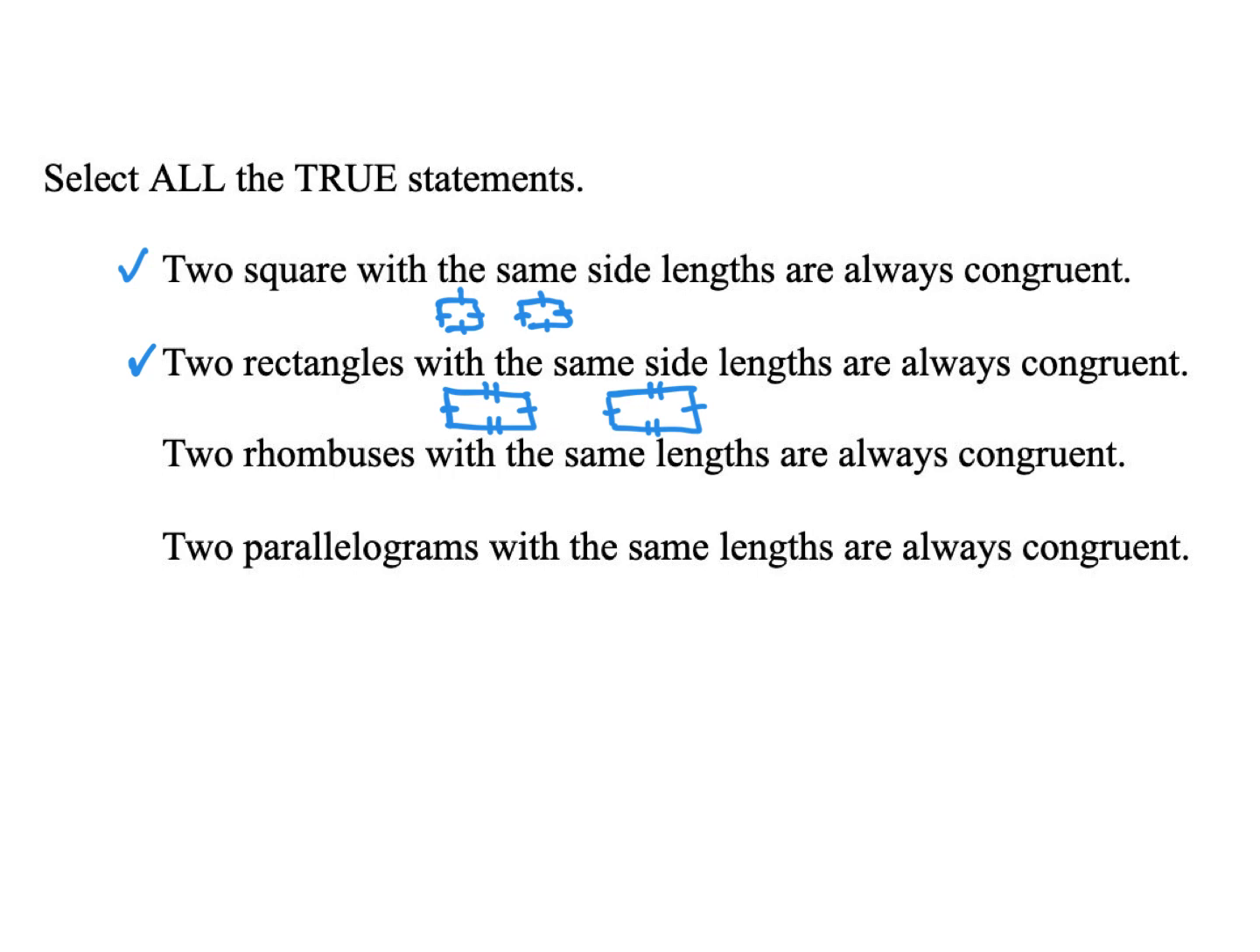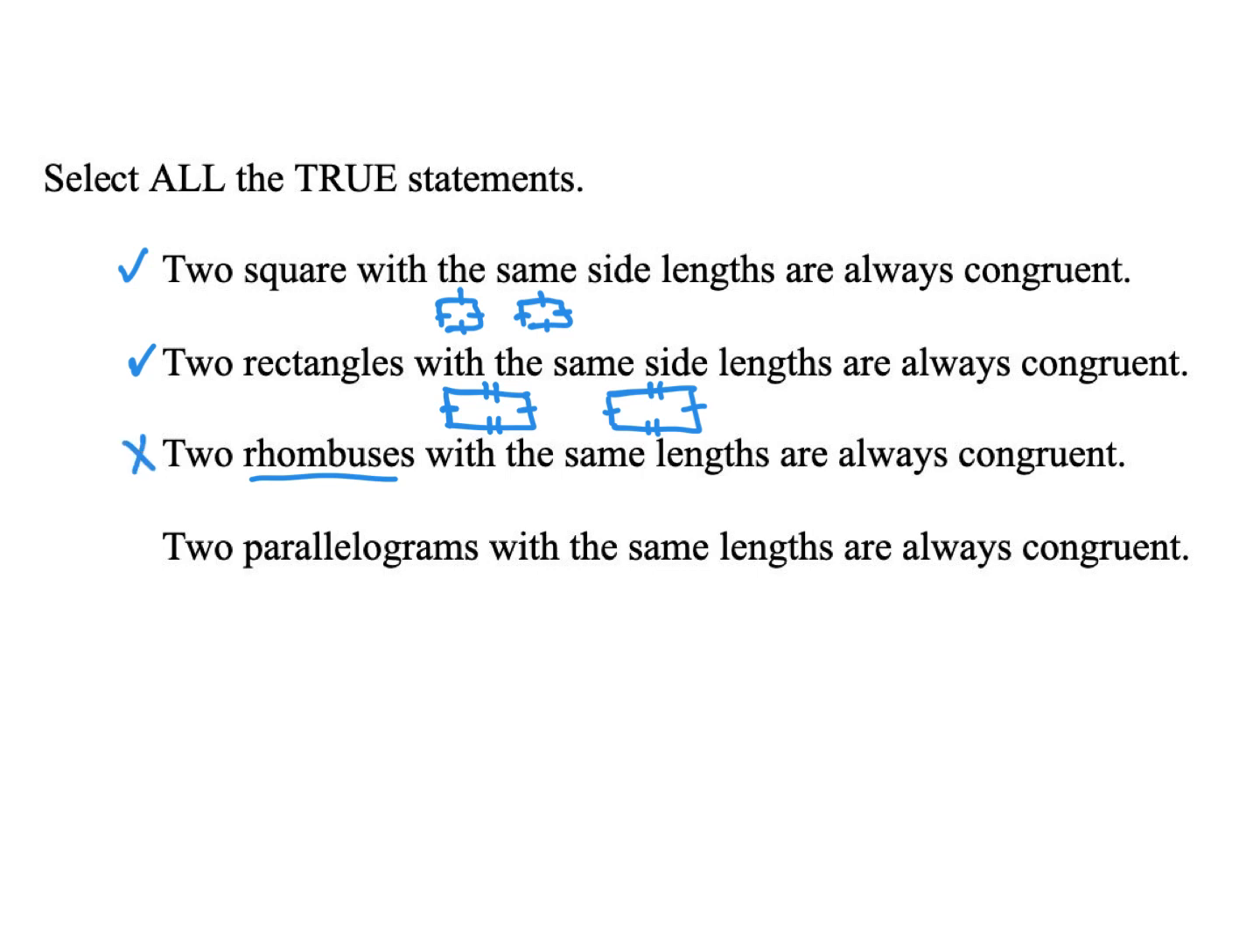Let's talk about a rhombus. Two rhombuses with the same side lengths are always congruent. So let's go back to what a rhombus was. It says all sides are equal, opposite sides are parallel. So if I have two different rhombuses where all the sides are equal, are they always going to be congruent? This is actually, no, it is not.